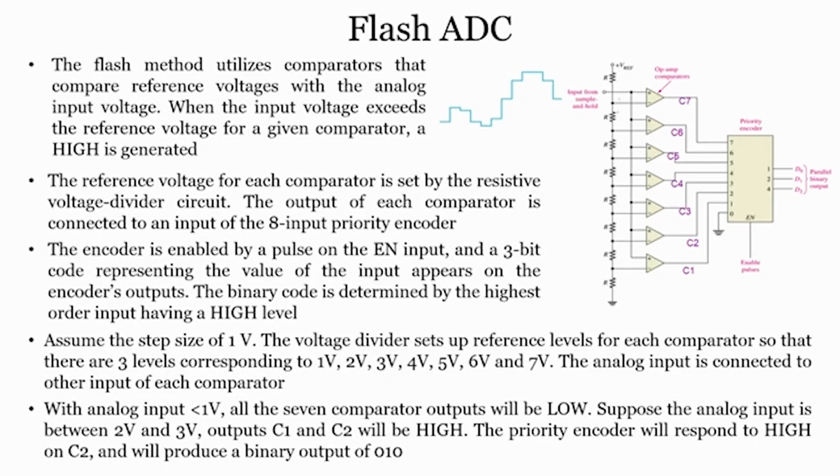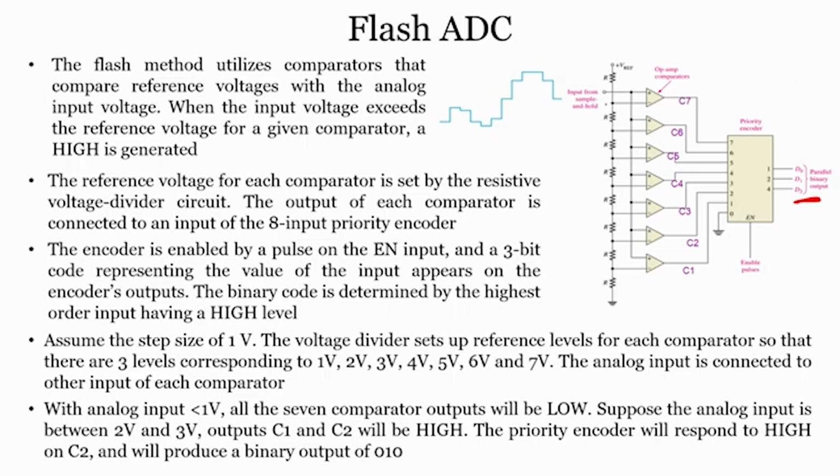You have a reference voltage, you have an input from the sample and hold circuit, and depending on the reference voltage and input voltage, if the reference voltage is higher than the input voltage, then you have 0 at the output. If the input voltage is higher than the reference voltage, you have 1 at the output, and that goes to the priority encoder, and that is finally converted to your parallel binary output, right. So, there are enabling pulses to the encoder, there are op-amp comparators, and there is input from sample and hold.